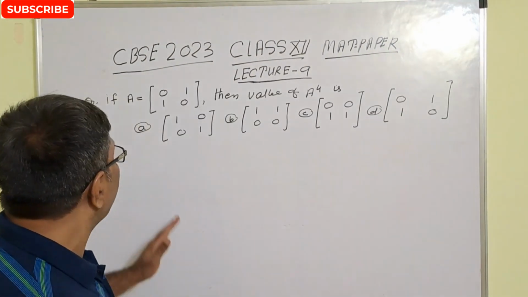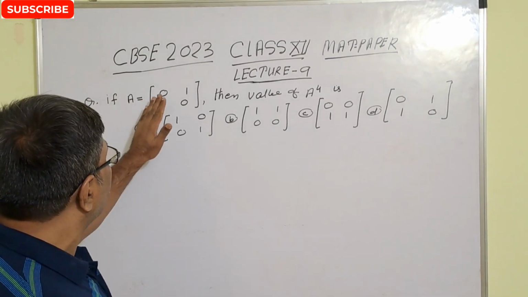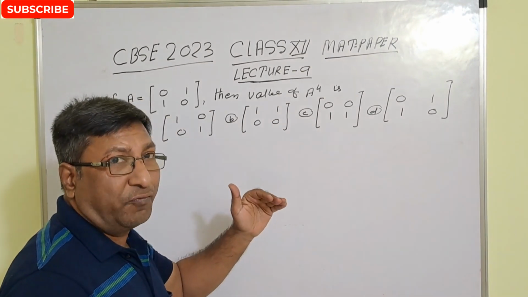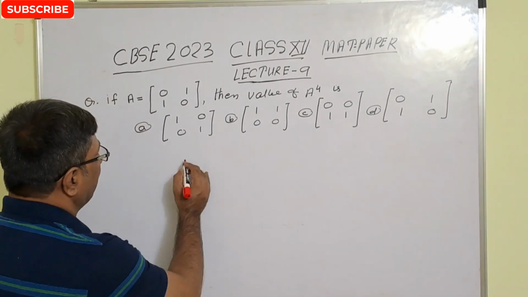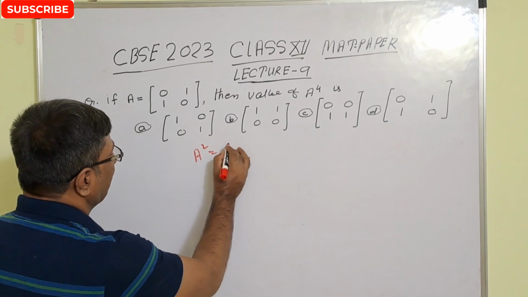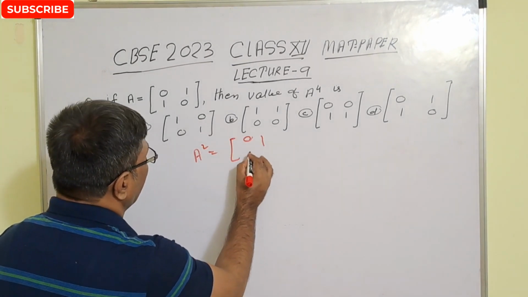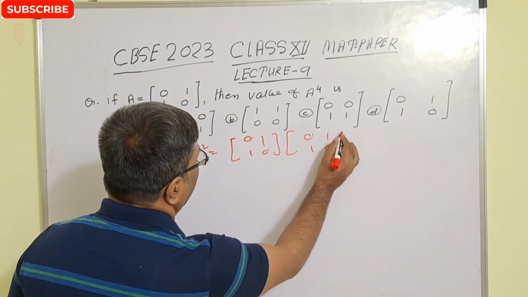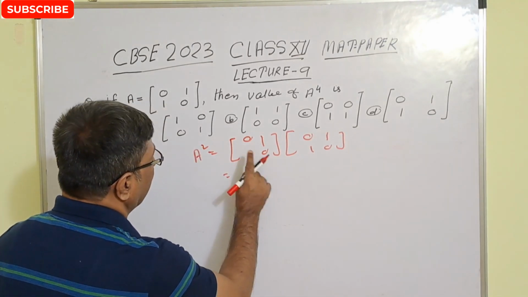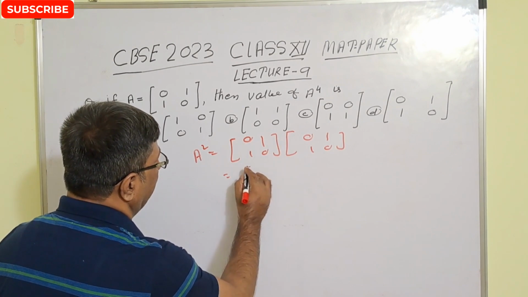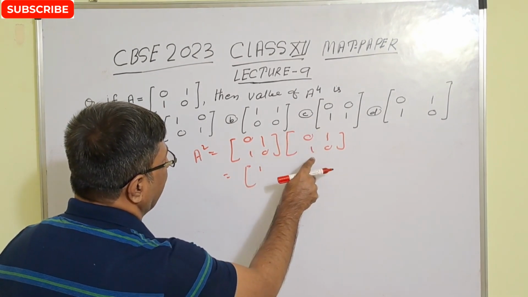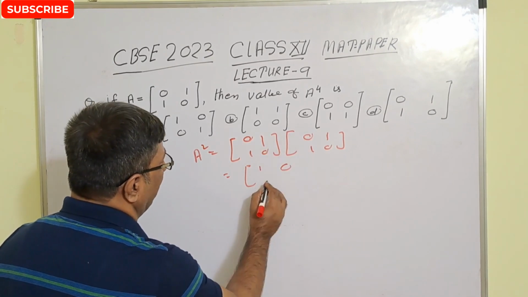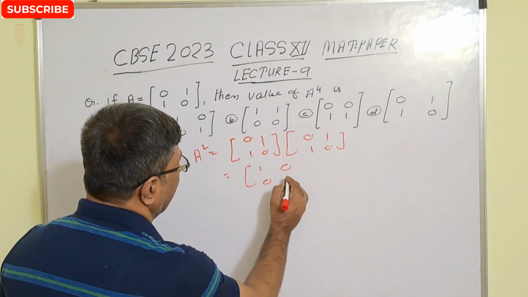Let us see the question. Question is: if A equals [0 1; 1 0], then find the value of A to the power 4. For this type of question, first you find A square. That is matrix [0 1; 1 0] multiplied by [0 1; 1 0]. So we know this is first row, first column. It will be what? 1. First row, second column, that is what? 0. Second row, first column, that is also 0. Second row, second column, 1.